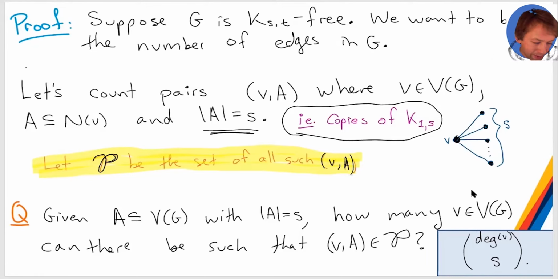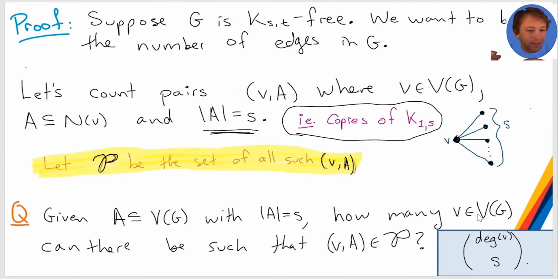But now what if we count this from the other perspective? If I take a set A, how many vertices v could there be which are all adjacent to A? So A is a set of size S. And remember, G is K_{S,T}-free, so I can't count the number exactly. If I take a set of size S, there might be 0 vertices that join it, there might be 1 or 2 or whatever. I can't count it exactly like how I counted this. But what can we say about that?